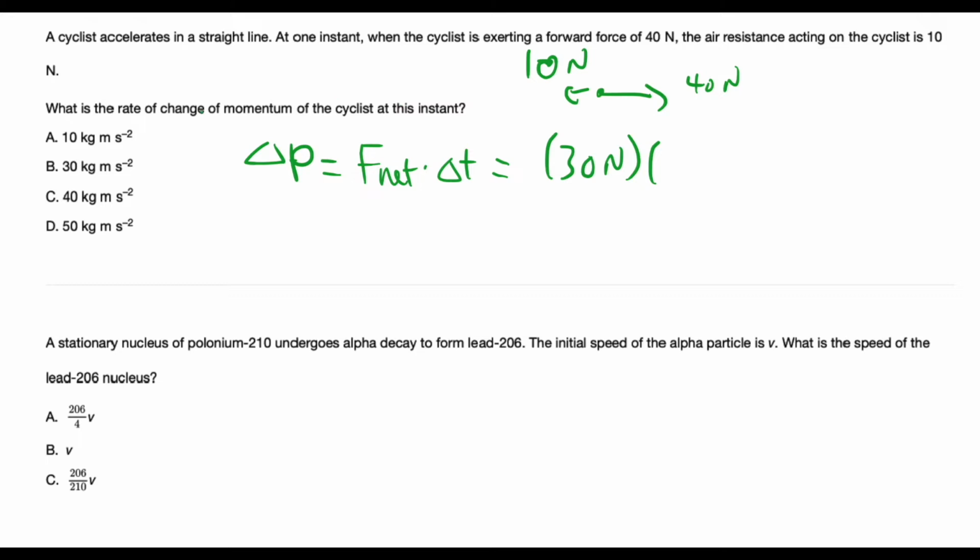So rate of change in momentum, force times second. So you want to know the rate of change of momentum, right? So rate of change of momentum is equal to change in momentum over change in time, which is equal to net force. So here, basically they're asking you to calculate net force, which is equal to 30 newtons, right? So the answer will be B.